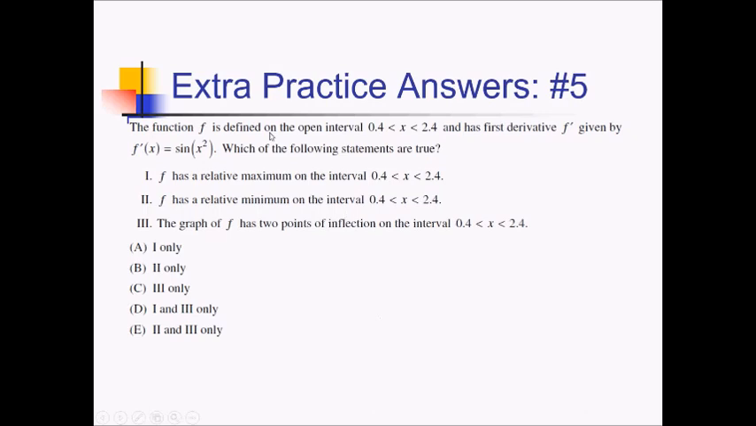For this problem, we have a function defined on 0.4 to 2.4 with a first derivative given by f prime of x equals sine of x squared. We want to know which of these statements is true. So we're talking about relative maxes, relative mins, points of inflection. It'd be very helpful if we actually knew what this function looked like, or what the f prime looked like. So this is a calculator question. Let's go ahead and graph that.